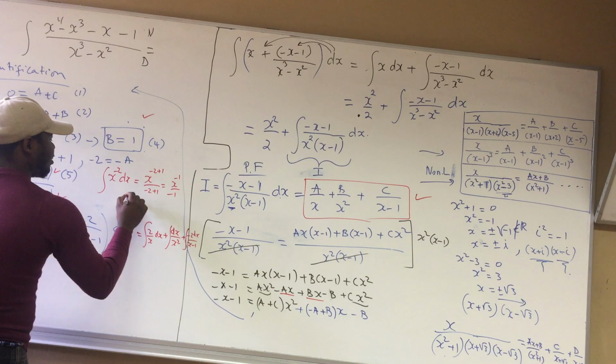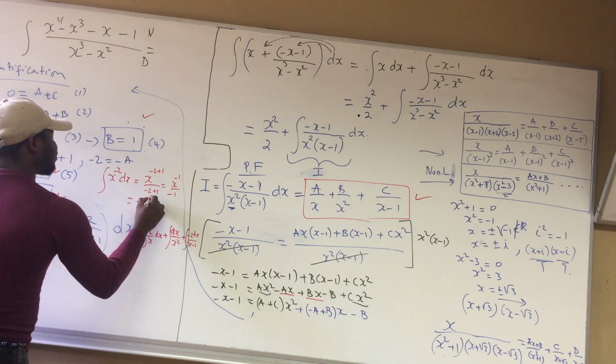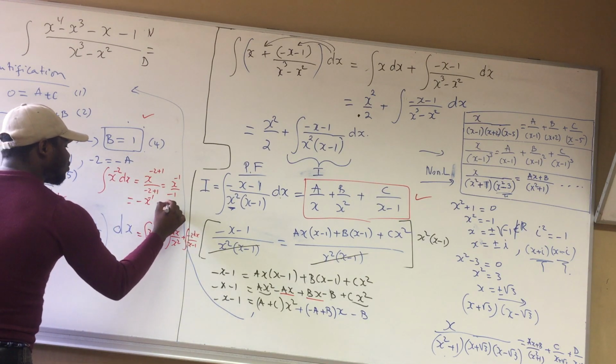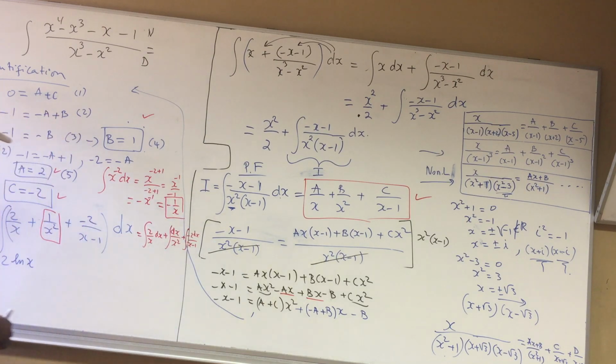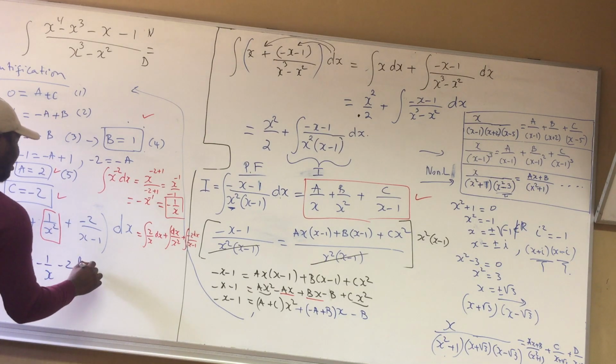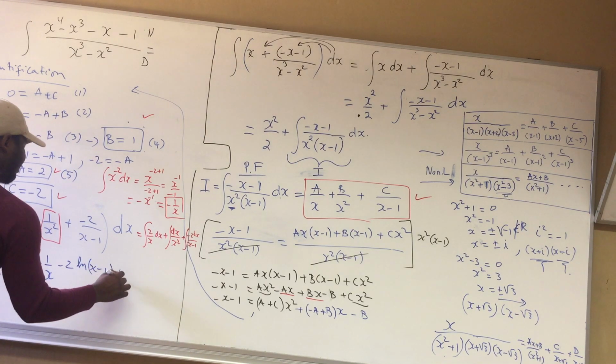This, you don't leave it this way. You have to write minus x to the power minus 1, but you don't leave it this way. You have to write it properly as minus 1 divided by x. So that's what I'm going to put right here. It's going to give you minus 1 divided by x. Now, this one will give you what? Minus 2 ln of x minus 1 plus c.